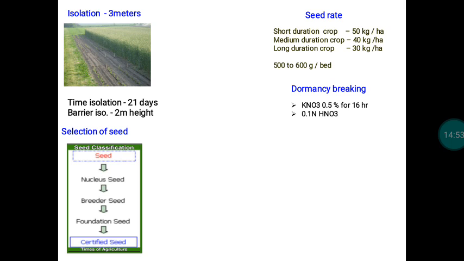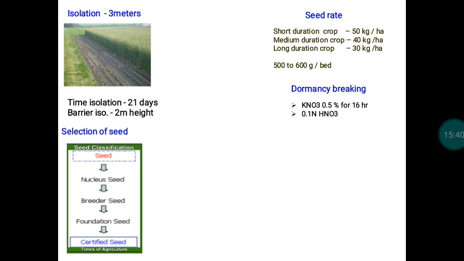after selection, the seeds should be given appropriate treatment. Some of the paddy varieties have the problem of dormancy. Not in all cases, only in very few cases. It is a kind of physical dormancy. In order to overcome that dormancy, the seed must be given potassium nitrate treatment. Here we have to use 0.5% potassium nitrate solution, and the seeds should be soaked in the potassium nitrate solution for about 16 hours, or we have to use 0.1 normal nitric acid, HNO3. So either we can use KNO3 0.5% solution or 0.1 normal HNO3 solution. This is mainly to overcome dormancy related problems.